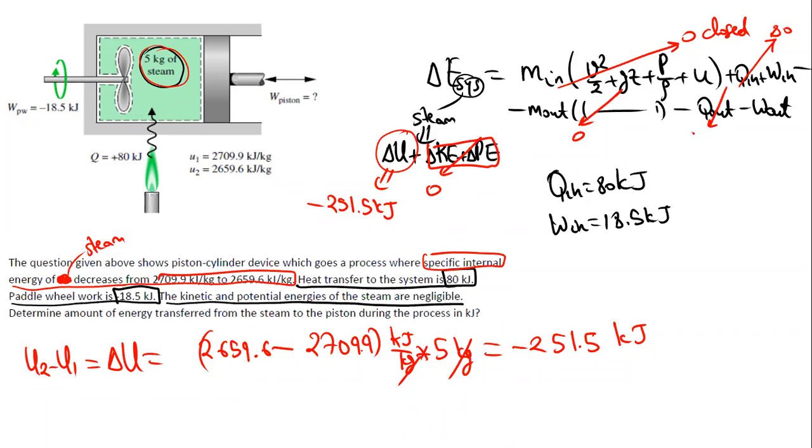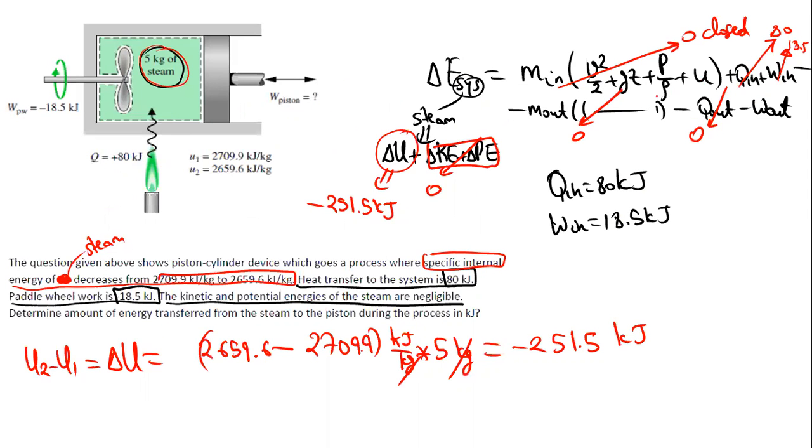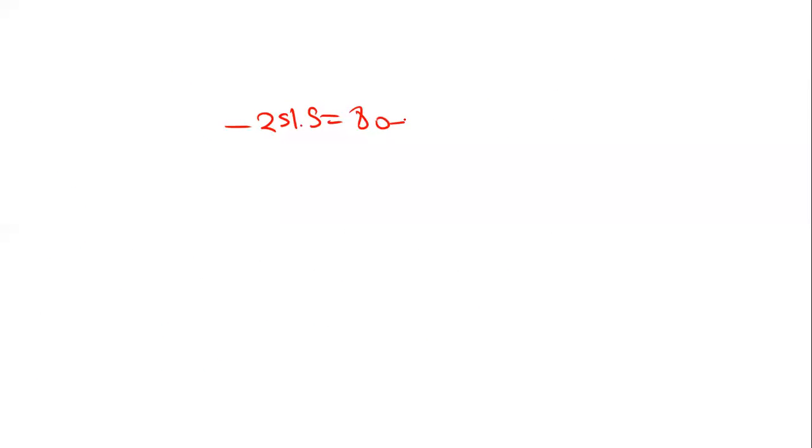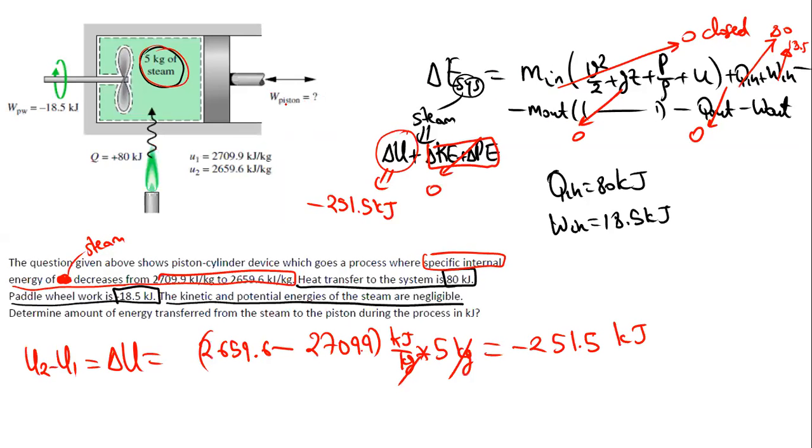And I don't have Q out, which is 0. I have work in, which is 18.5, okay. And the left-hand side is negative 251.5. Let me write it here, the final equation. It says that negative 251.5 will be equal to 8 plus 18.5, okay. So I have one unknown, which is the work of the piston, okay.